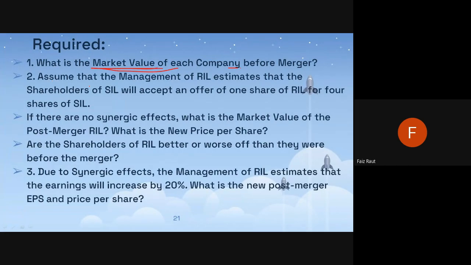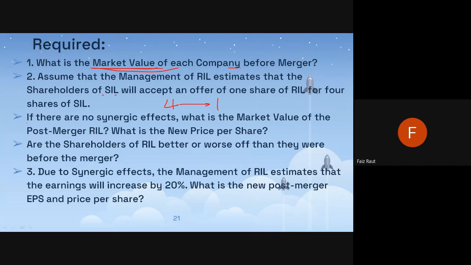Then second it is given assume that management of RIL estimates that shareholders of SIL will accept an offer of one share of RIL for 4 shares. Okay, that means in the previous case it was 1:2, मतलब 0.5 था, इसमें ये उल्टा हो गया, ये 4 है and this is 1. That means if target company gives 4 shares, in return they'll get 1 share of acquiring company. So SIL के 4 shares in return will give 1 share of RIL. Okay, and if there are no synergetic effects, what is the market value of the post merger RIL?